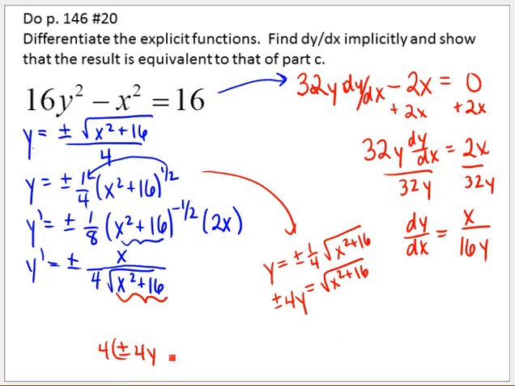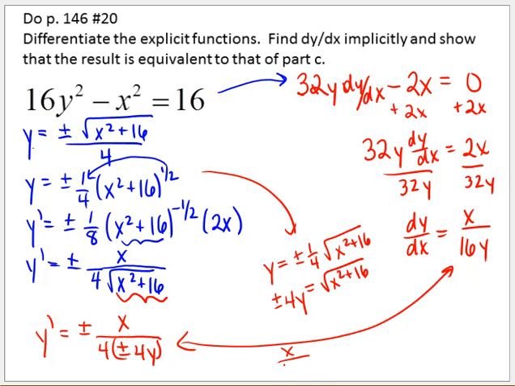So down here on the bottom, I now have 4 times plus or minus 4y, and I have x, and I have a plus or minus sign out front. This does give me the same answers. I still ended up with x over 16y for my dy over dx. So it's much easier to use implicit differentiation than trying to use that explicit form.